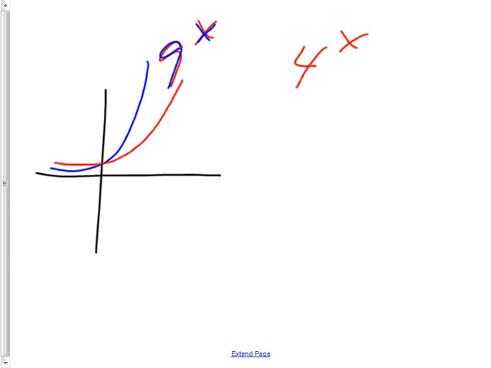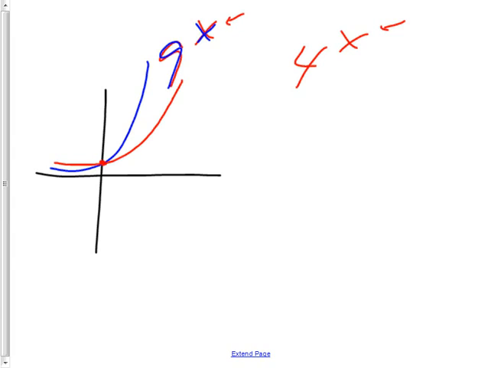Now, which one's bigger than which one? Well, it depends on where you look. On the right side of the graph, the blue one's bigger because it's higher. On the left side of the graph, the red one's bigger because it's higher. So where is the break point? The break point is right there, and they both always go through the point 0, comma 1, because when x is 0, see how they turn into 1s? Because anything to the 0 power is equal to 1.